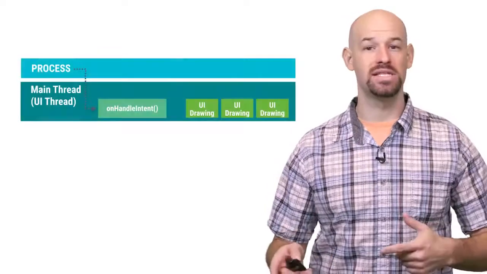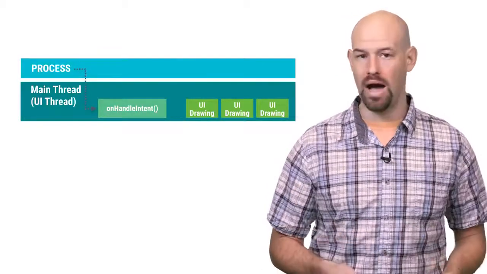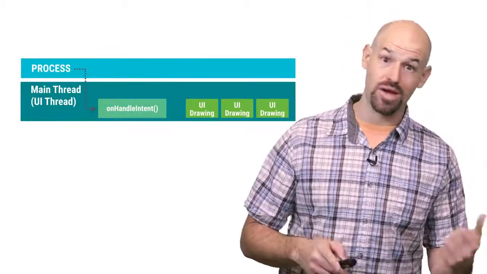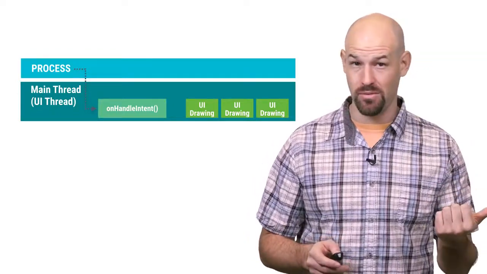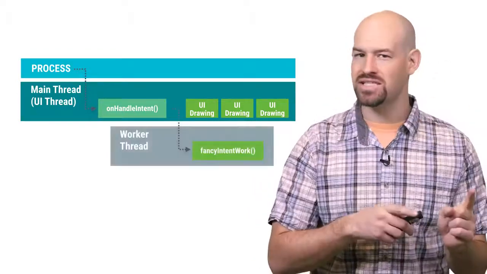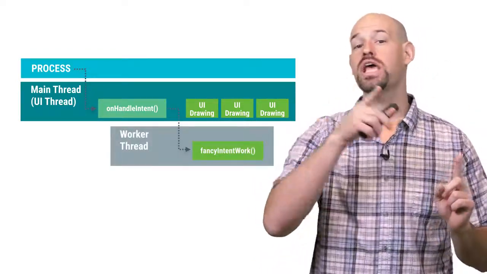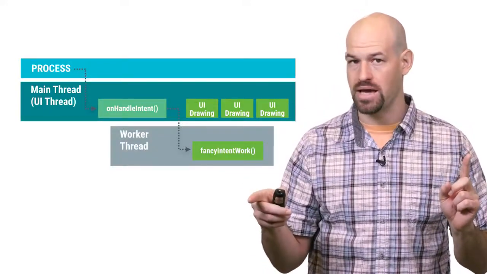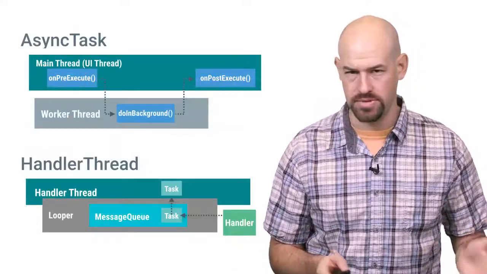Say you want to respond to an intent, but know that the work is going to take a while. You don't want that work running on the UI thread because it should be busy doing rendering work. The solution here is to receive the intent on the main thread and then push a work packet off to some other thread. And you've got a lot of options to do this.